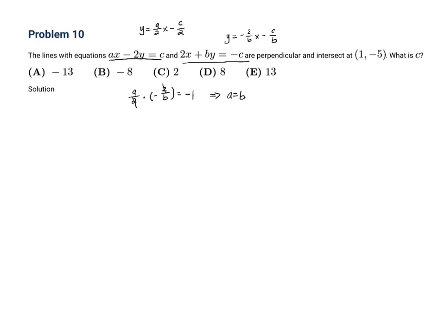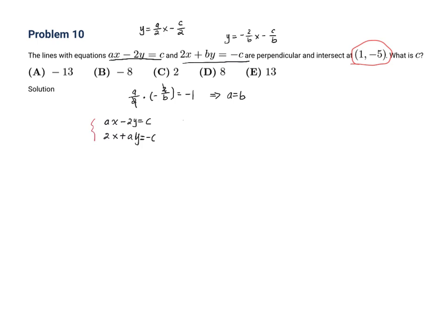Because a is equal to b, therefore we do know that the first line becomes ax minus 2y equals c, and the second one is 2x plus ay equals -c. I just simply replace the b with a. And 1 and -5 is the intersection.